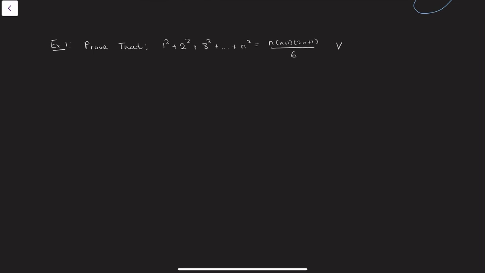So example 1. Prove that we'll have this sum, 1 squared plus 2 squared plus 3 squared plus going all the way till n squared is equal to n plus 1, and 2n plus 1, all divided by 6, for all, remember this sign means for all n, where n is an element of the natural numbers.